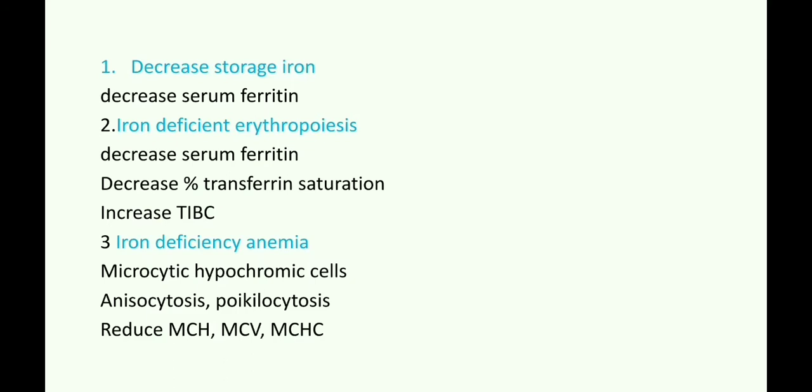But in case of the third stage of iron deficiency anemia, you get microcytic hypochromic anemia. That means the morphology of the RBC is getting affected. So they can come in different size, they can come in different shape, there can be anisocytosis, there can be poikilocytosis. And when you look at the red cell indices, there is a reduced MCH, MCV and MCHC.